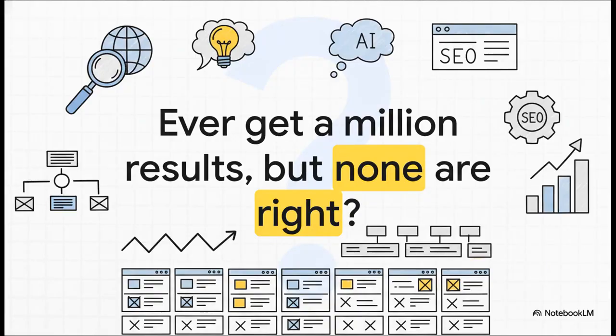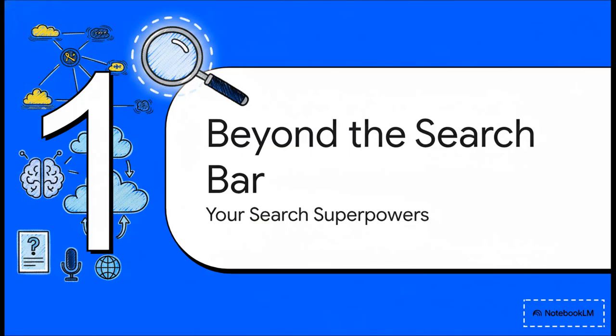Oh man, we've all been there, right? You type in what feels like a perfectly clear question, and what do you get back? A wall of links that are totally irrelevant, way too broad, or just flat out wrong. It's so frustrating. But what if I told you there are simple commands that put you back in the driver's seat? All right, it is time to go way beyond just typing a few words into the search bar.